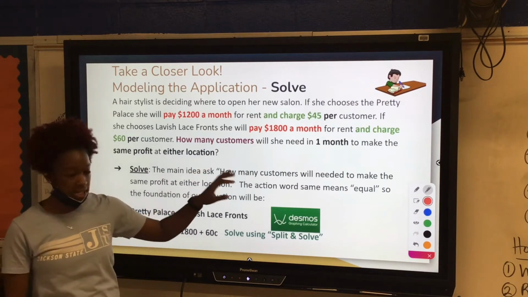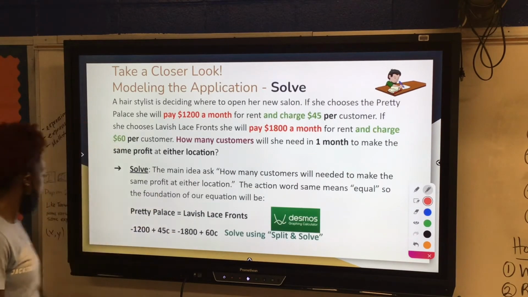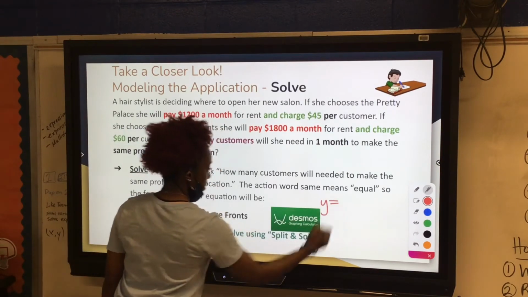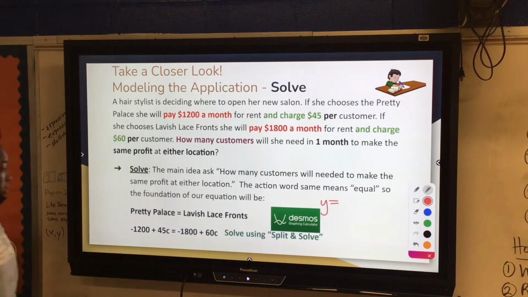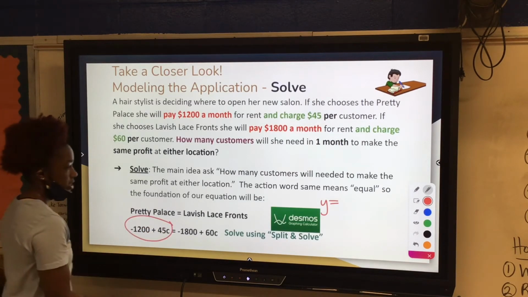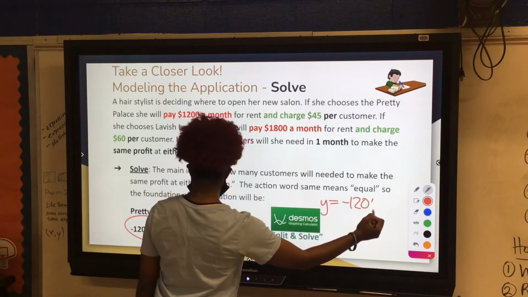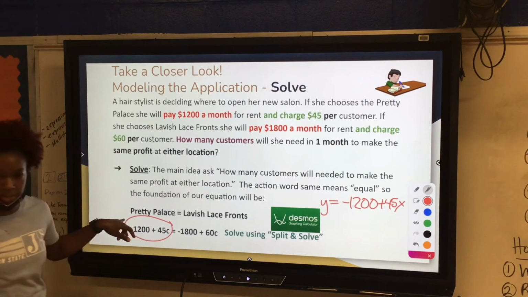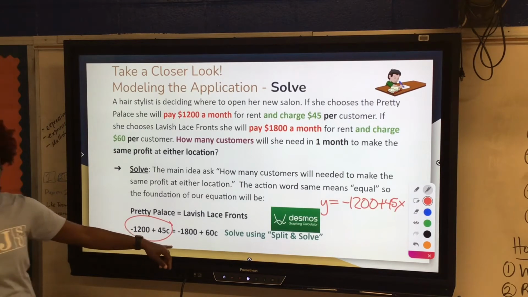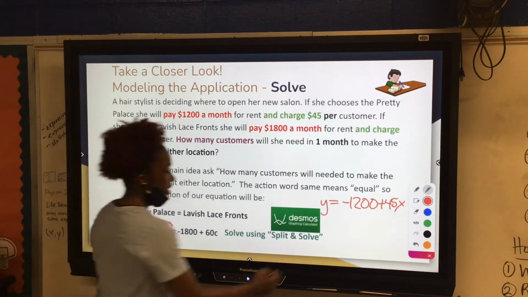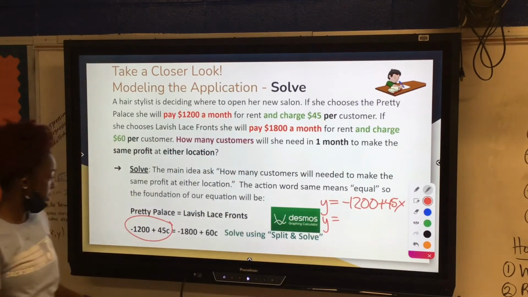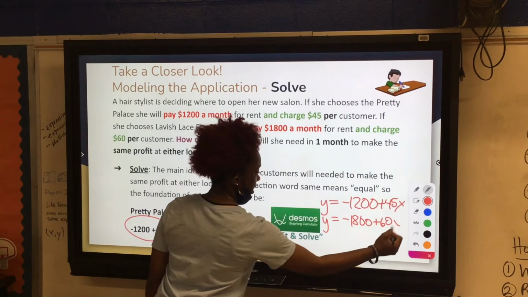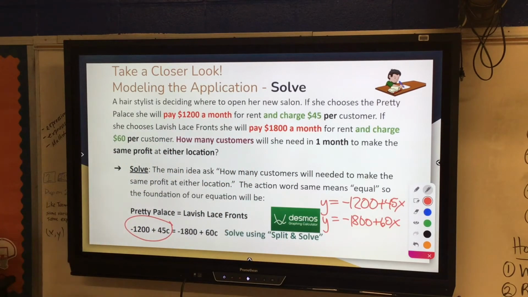Now, we're going to use Desmos to solve this. Okay? Now, if we're putting this in Desmos, what is the first thing we put? y equals. Okay, and then what are we going to put? The left side of the equation, which is negative 1200 plus 45x. When we put equations in Desmos, we put x instead of the variable they use, okay? We'll use x every time. Then on the second input, we'll start with y equals and then put what? The right side, which is negative 1800 plus 60x.